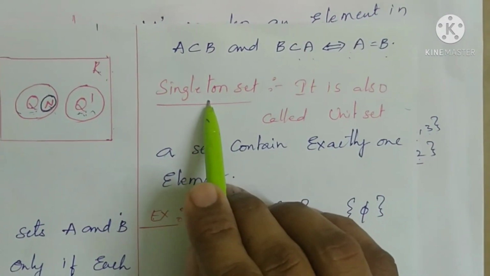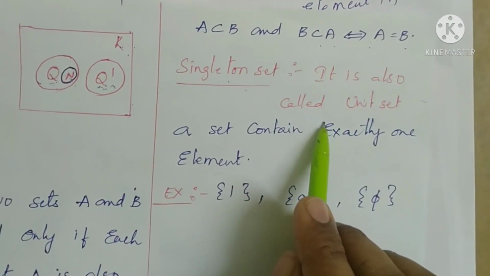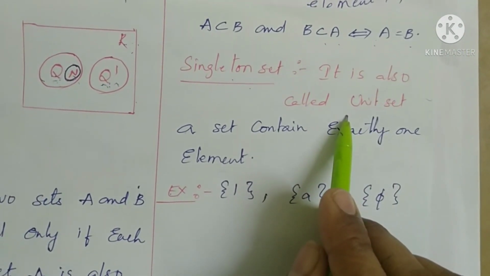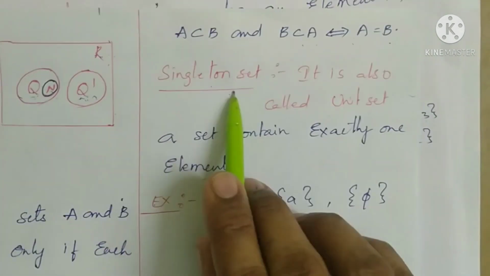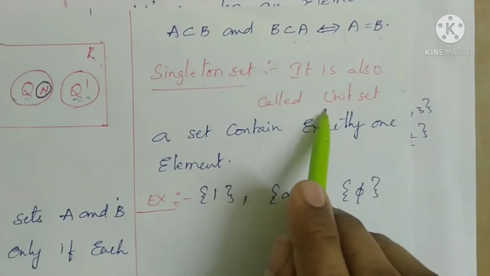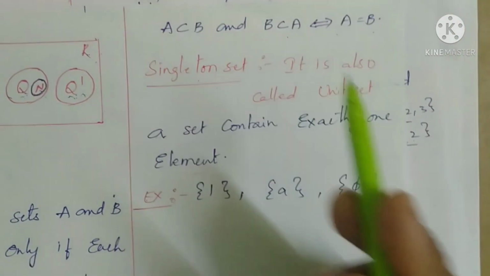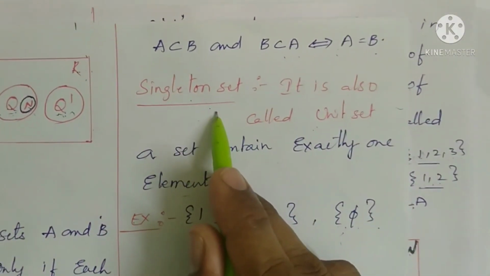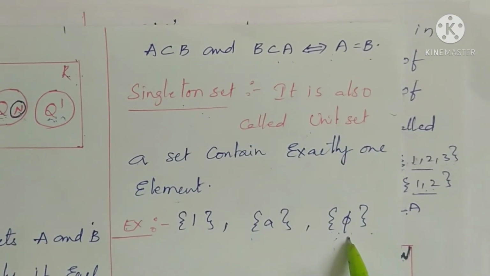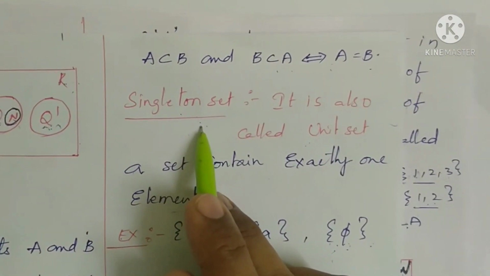Next one, last one, singleton set. It is also called unit set. A set containing exactly one element is called a singleton set or unit set. Here 1 is a singleton set, A is a singleton set, pi is also a singleton set. It is a single element enclosed by two brackets.